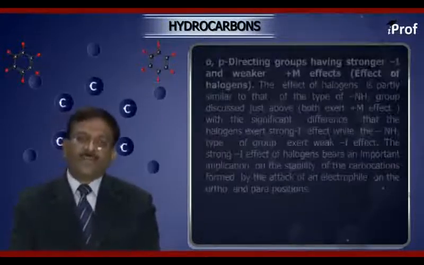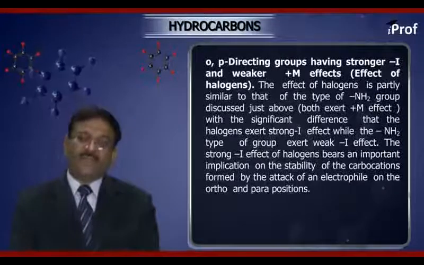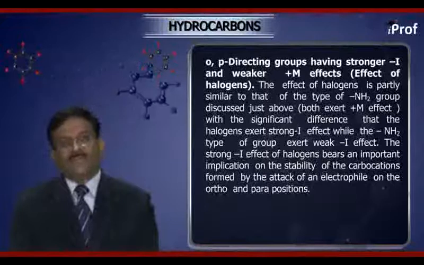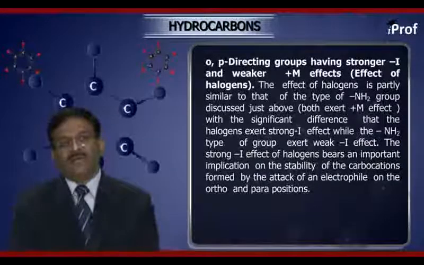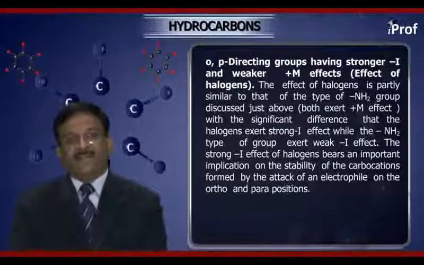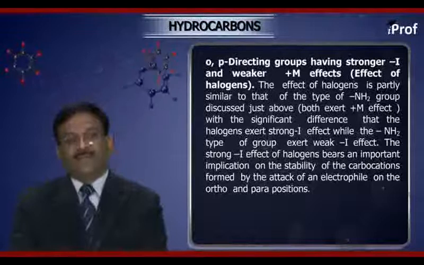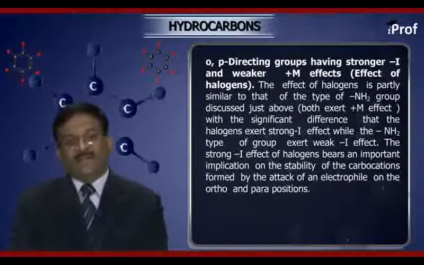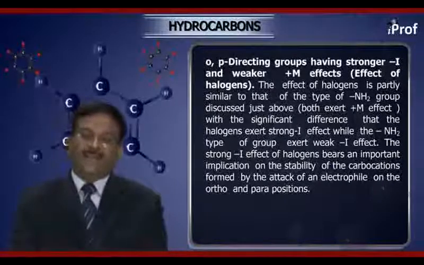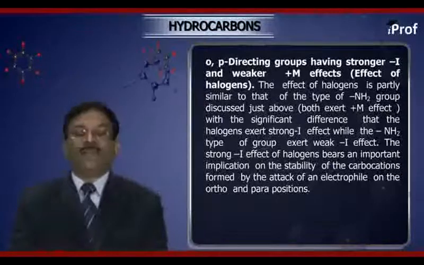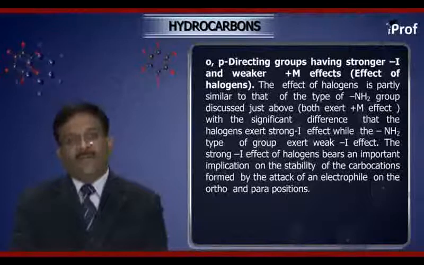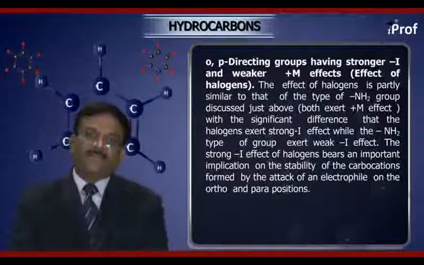Now next, ortho-para directing groups having stronger minus inductive effect and weaker plus mesomeric effect. The effect of halogen is partly similar to that of the NH2 type of group, with a significant difference that the halogen exerts a strong minus inductive effect, while the NH2 type of groups exert a weak minus inductive effect. The strong minus inductive effect of halogens bears an important implication on the stability of the carbocation formed by the attack of an electrophile on the ortho and para positions.